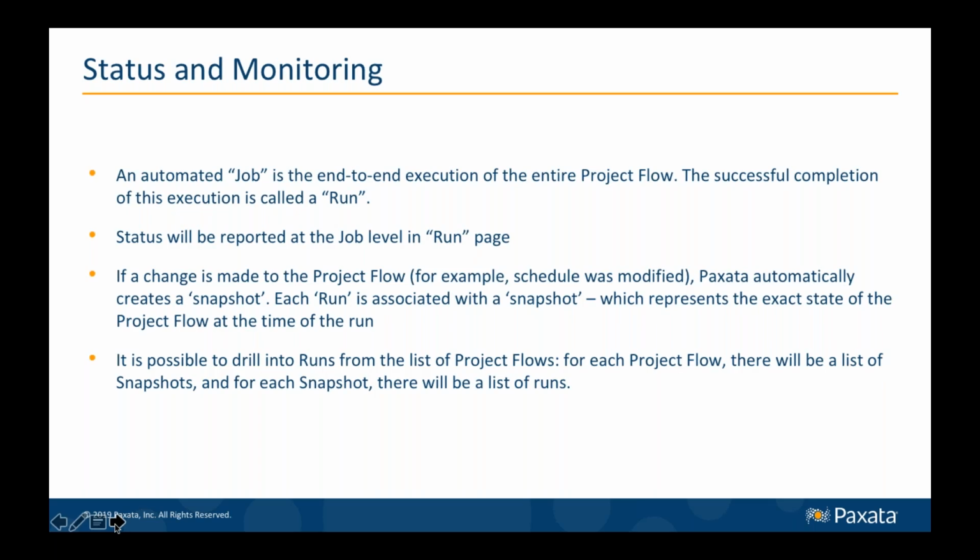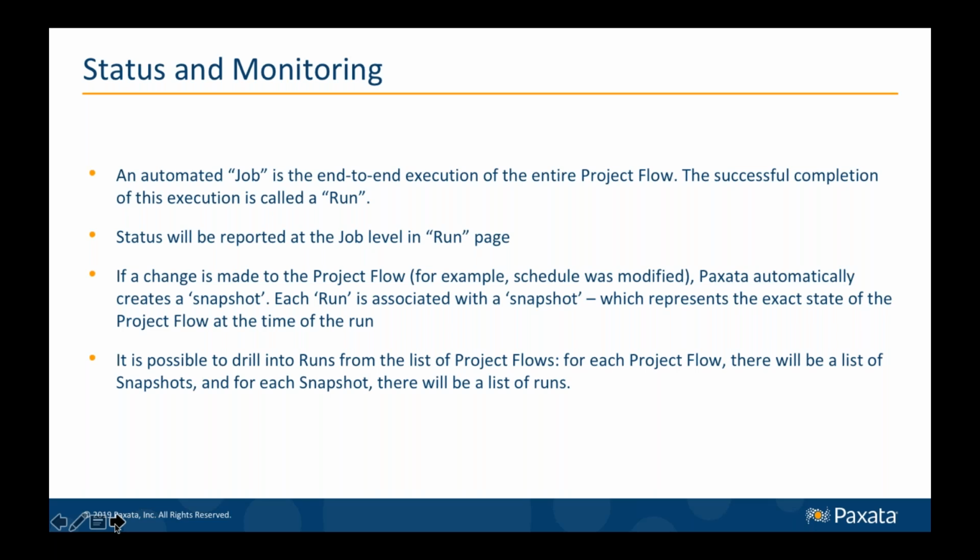As these jobs are running end-to-end, we have a business analyst-friendly interface that allows you to quickly look at the status of each job run. But the most important thing that I'd like to call out is the notion of a snapshot that is automatically created by Paxata. Each run is associated with a snapshot, which represents the exact state of the project flow at the time of the run, including all the steps and the exact version of the data set.